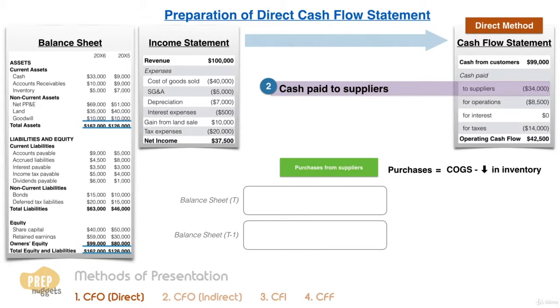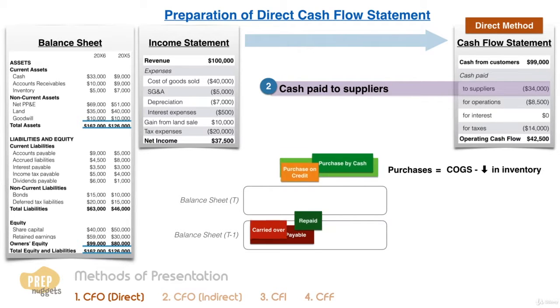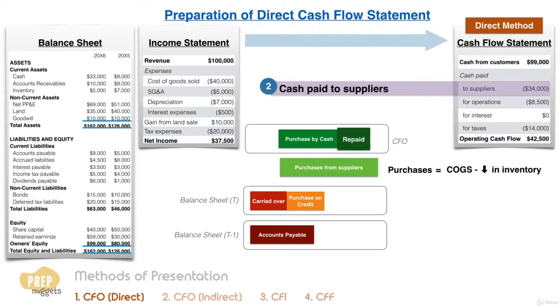As with the principle of accrual accounting, part of these purchases could be made on credit. At the same time, some of the accounts payable from the previous period could have been repaid to the suppliers. The cash paid during this period is therefore made up of the purchases made in cash and the amount of accounts payable that was repaid.